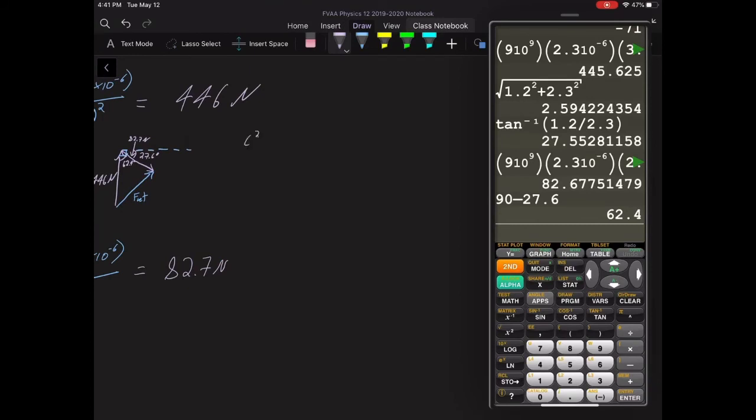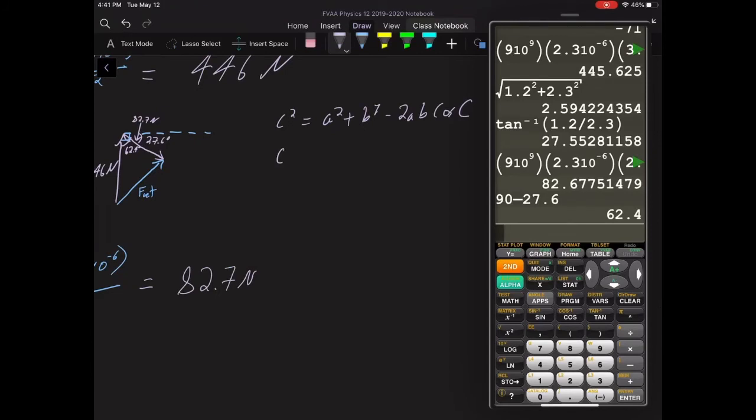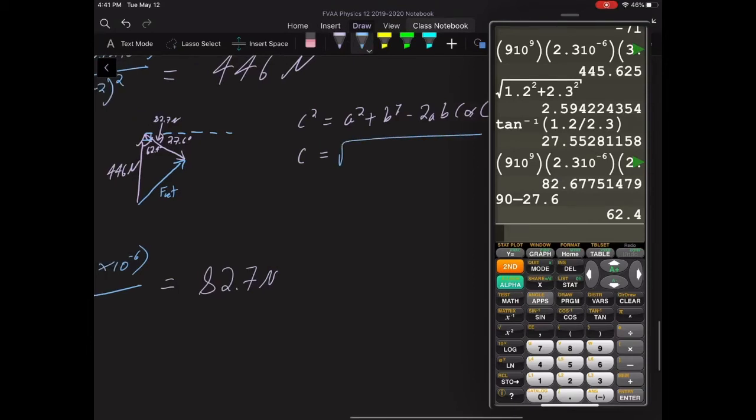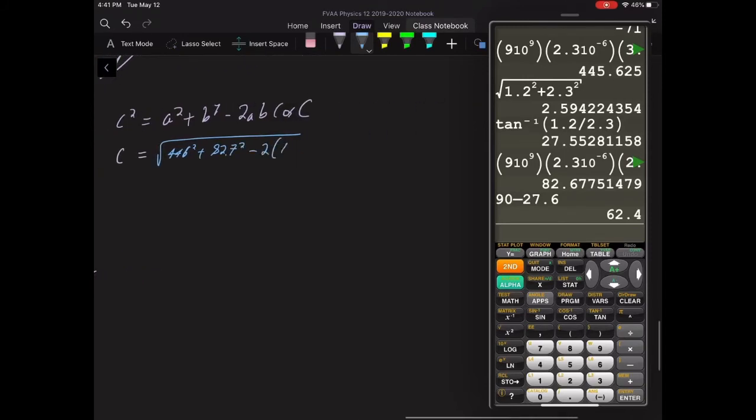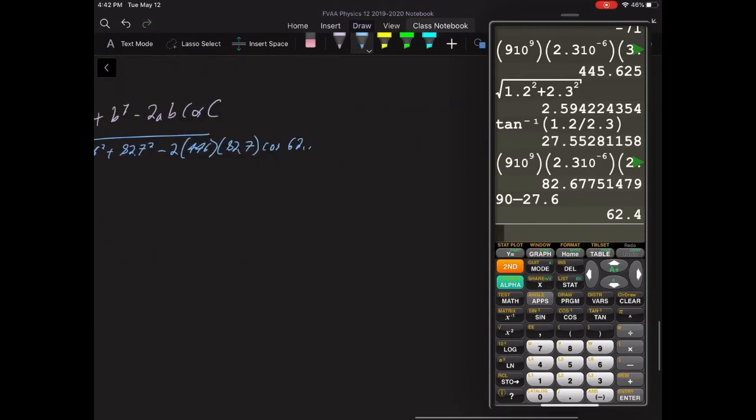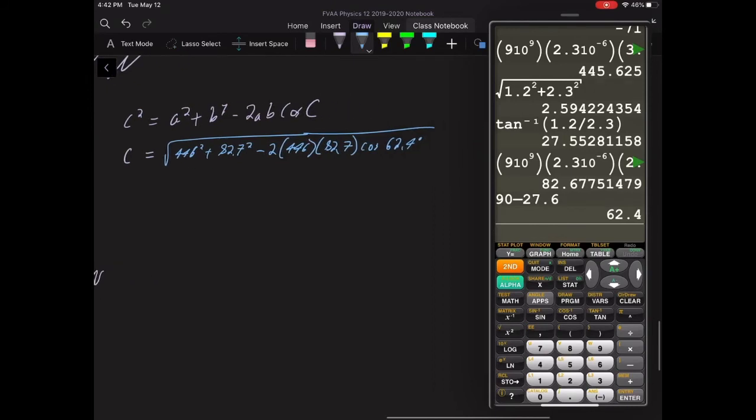So cosine law: c squared is equal to a squared plus b squared minus 2ab cos C. All right, so c squared is what I'm solving for, so c is equal to the square root of, what's my a, doesn't matter, 446 squared plus 82.7 squared minus 2 times 446 times 82.7 times cos 62.4 degrees, all under my square root symbol, and that'll be the magnitude of my net force.